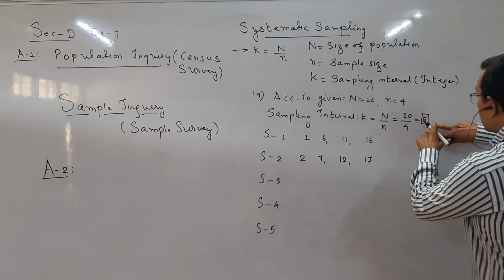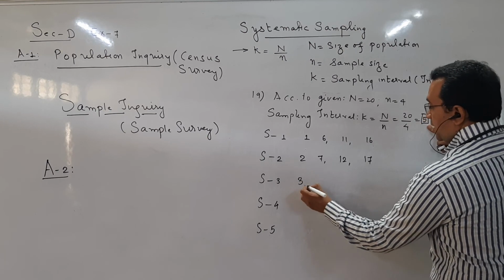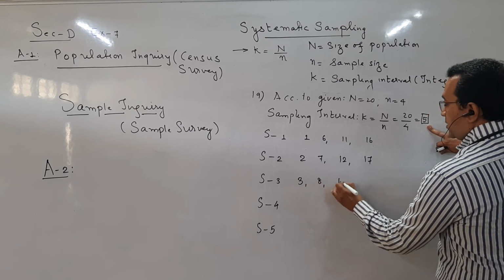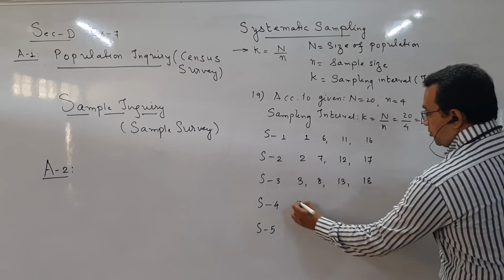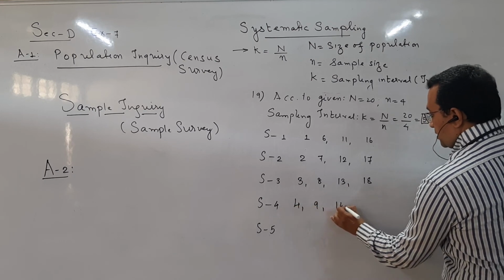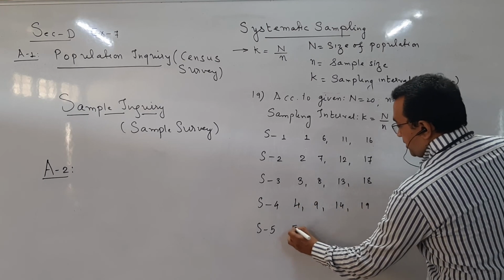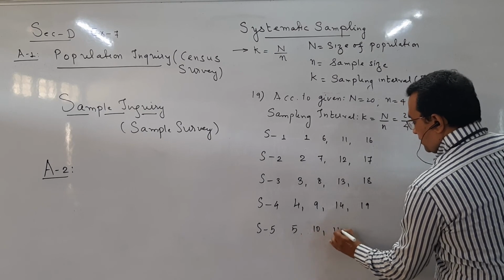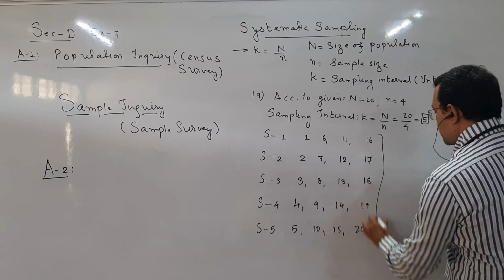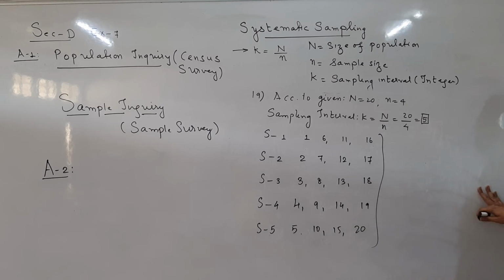Suppose I take the third unit from the first 5, then at a gap of 5: 3, 8, 13, 18. Suppose I take 4, then 9, 14, and 19. Suppose I take 5, then 10, 15, 20. So these are 5 samples of size 4.